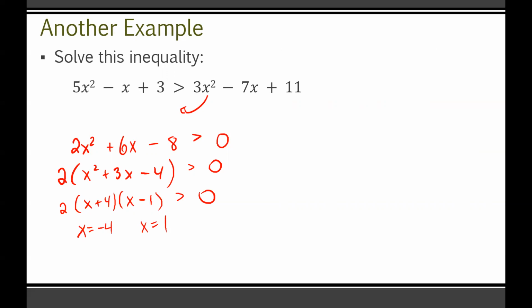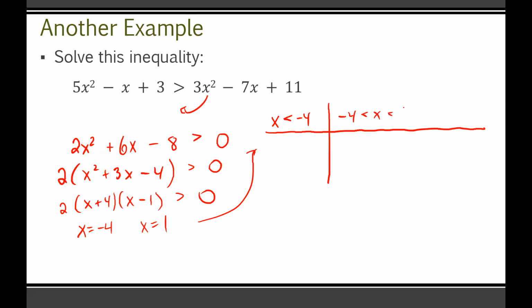Now, like I said before, I like setting this up as a table. So if I make a table just over here, just to do all my work, there we go. Always start with your smaller number because it's just generally easier to think of your smaller numbers on the left and your bigger numbers on the right. So -4 is our smaller critical point here. So I'm going to look at the x values that are less than -4. Then we're also going to look at the numbers that are between -4 and +1. So -4 is less than x, which is less than 1. And then lastly, we want to check the ones that are bigger than our biggest critical point. So we want to say x is greater than 1.